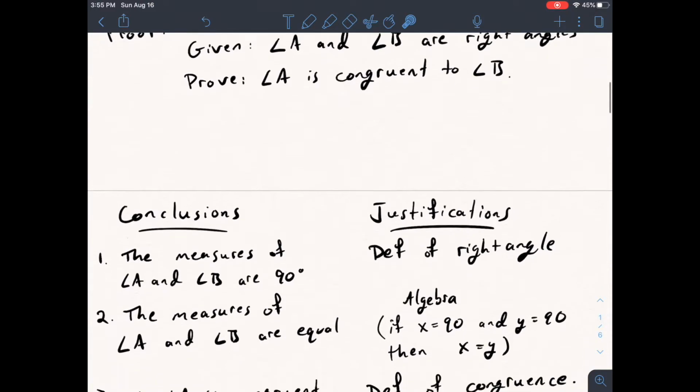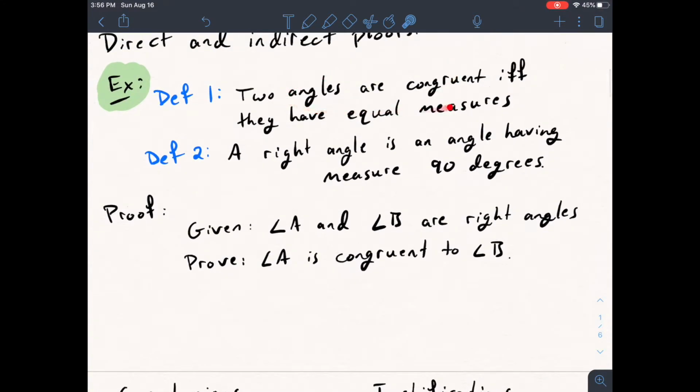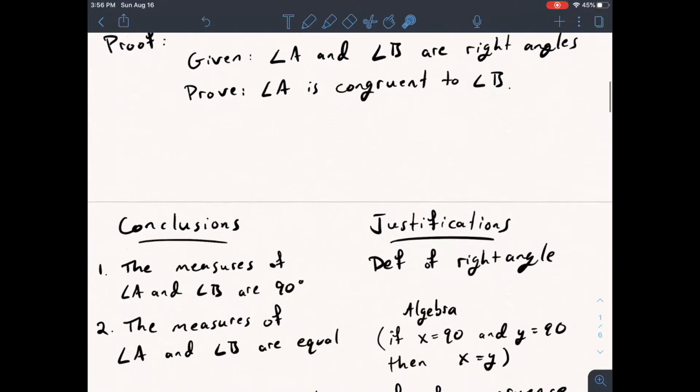And then our second conclusion, after we have conclusion 1: since angle A and angle B are both 90 degrees, then we can conclude that those angles are equal. And that's just some basic algebra. It's an algebra fact that if x is 90 and y is 90, then x and y are equal. And then our final conclusion is that therefore, that's what those triple dots mean, angle A is congruent to angle B. And that was definition 1. That's the definition of congruence, right? Definition 1 said angles are congruent if they have equal measures.